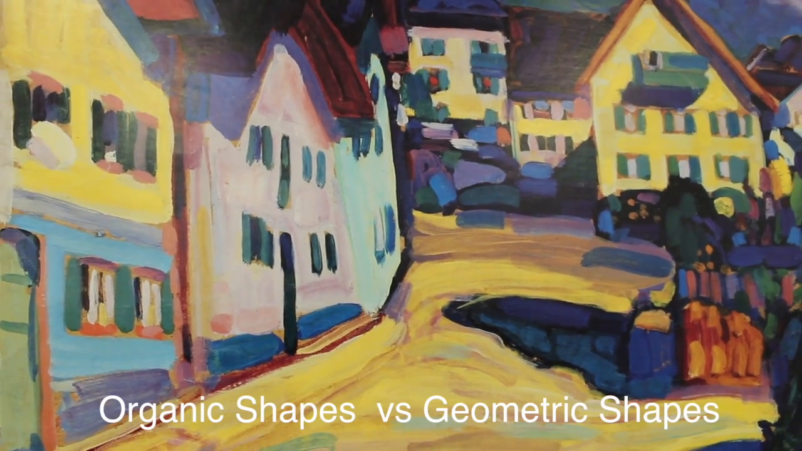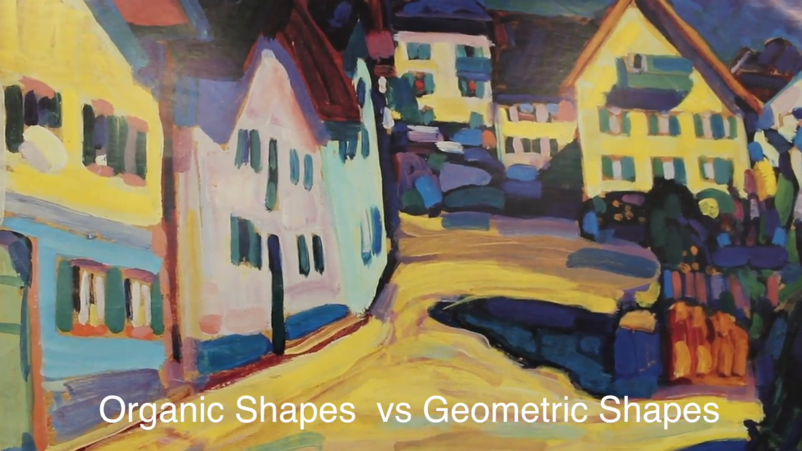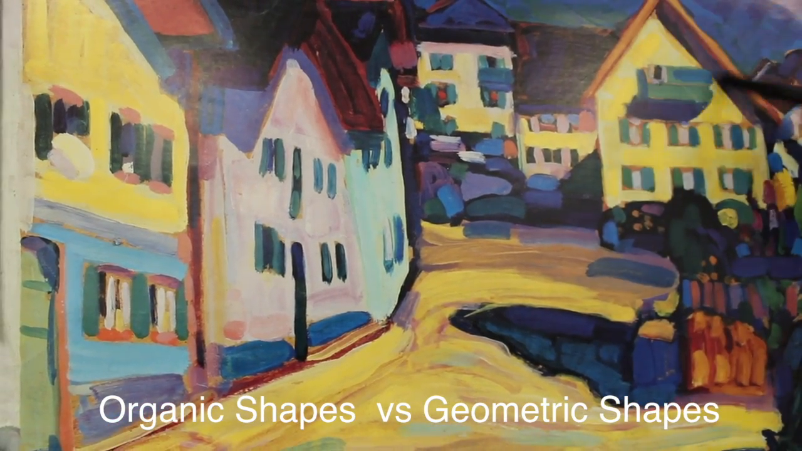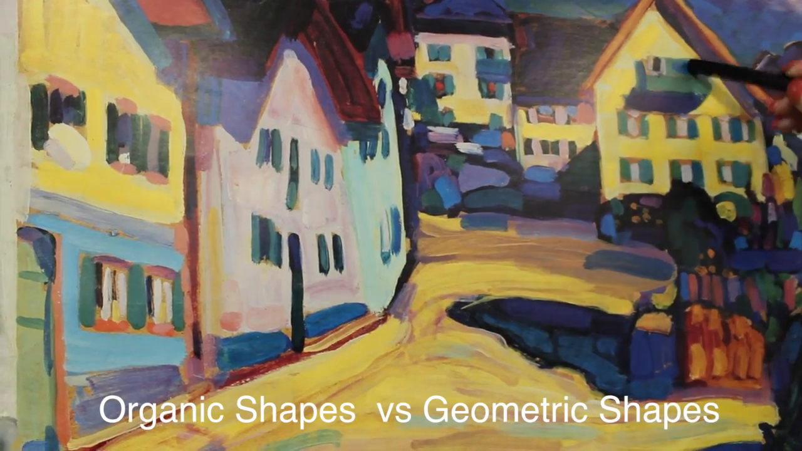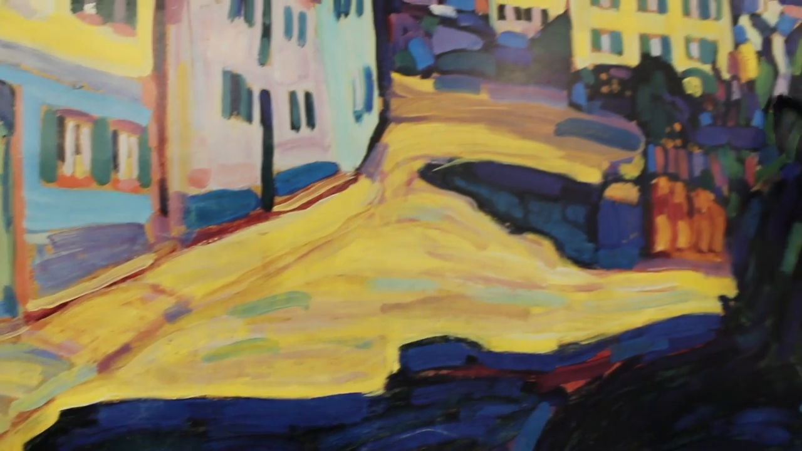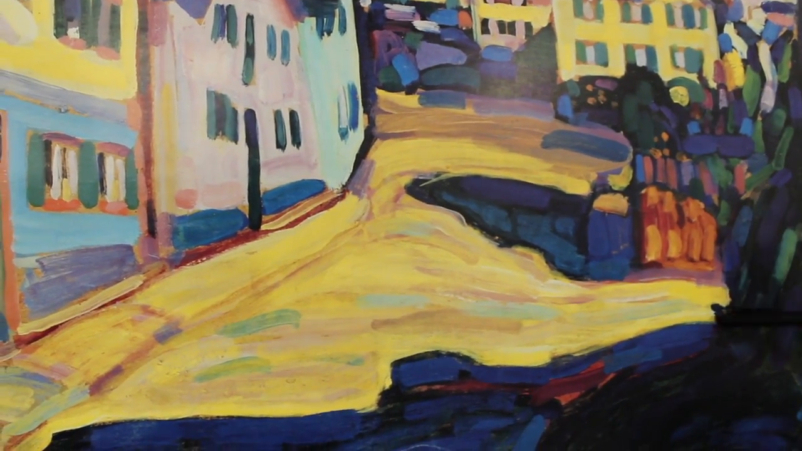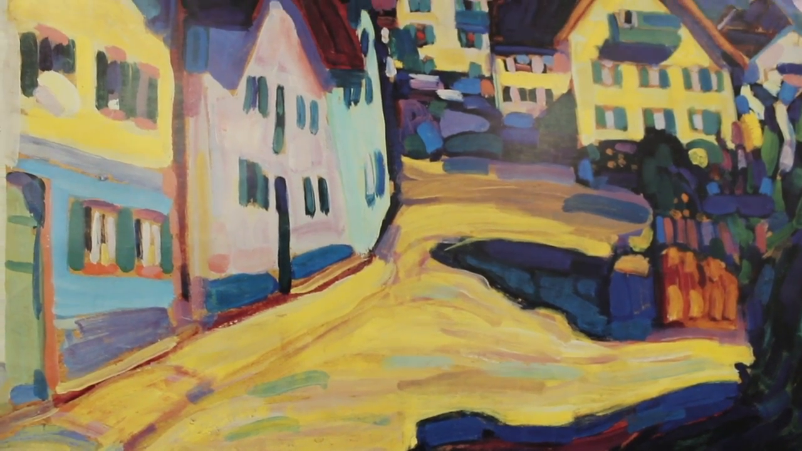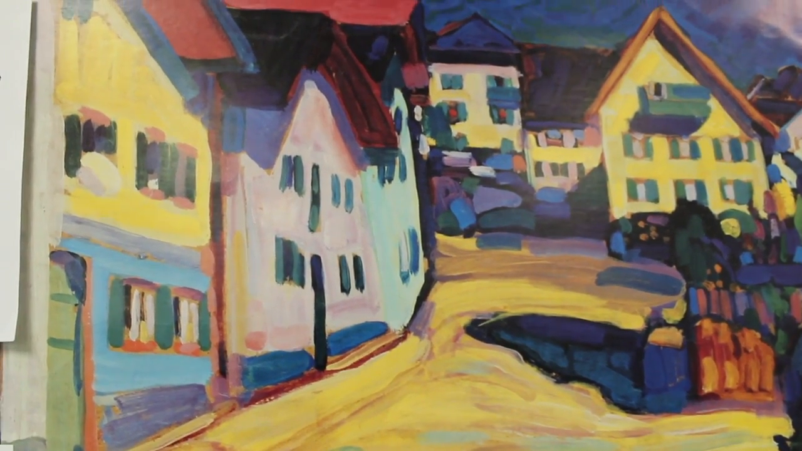Another contrast in this painting is organic shapes versus geometric shapes. So we have these measured, rectangular, triangular shapes, and then we have these very organic, free-form plant shapes here. And so that's a contrast as well as the dark and light and the big and small and the warm and the cool.